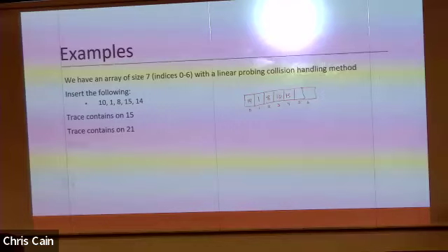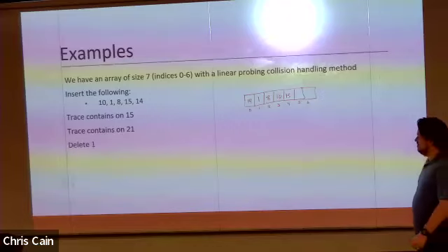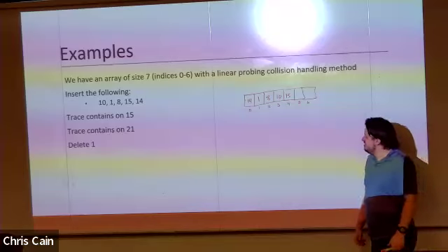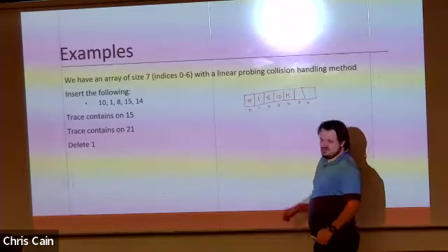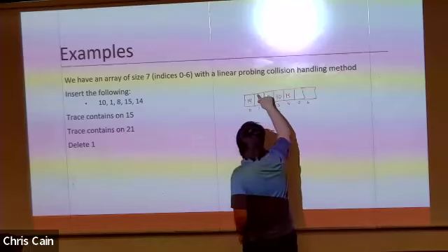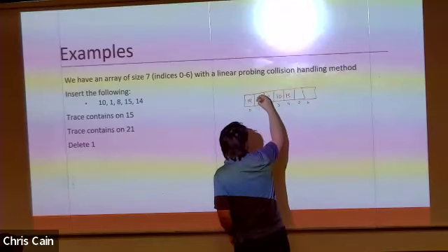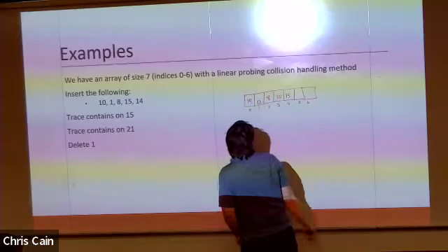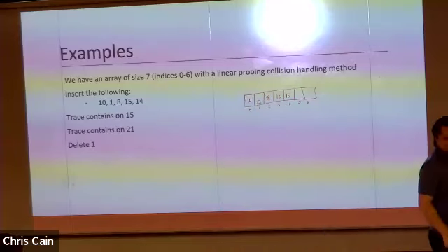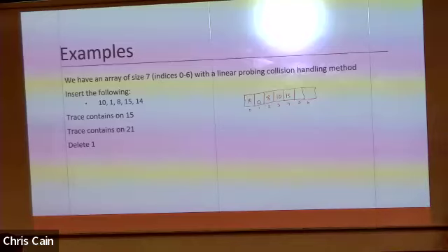Okay. Let's delete 1. So to delete 1, we hash it, goes to index 1, and we remove it. And when we remove it, we make this little tombstone. So we add a little tombstone that says there used to be something here, but we removed it.